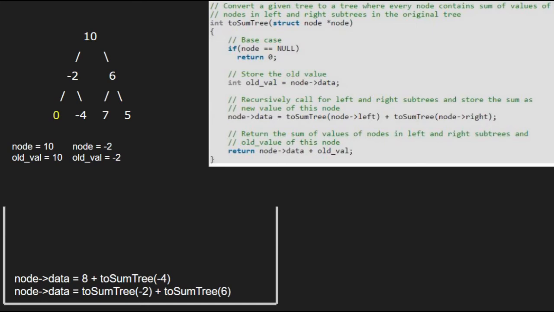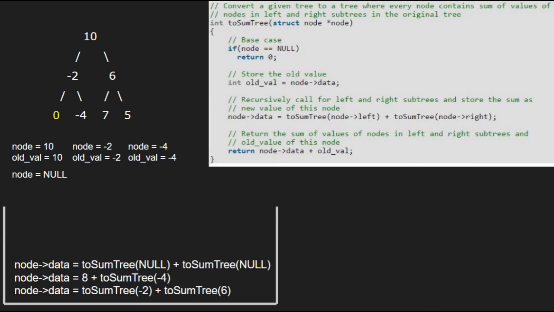Now right child of minus 2 which is minus 4 is passed. Hence node will point to minus 4. Also old val will be equal to minus 4. Again we pass the left child of minus 4 which is null. So node will point to null. Since node is pointing to null, we return 0. Again we pass the right child of minus 4. As it is null, node will point to null. Since node is pointing to null, we return 0. So the minus 4 node will be replaced by 0.